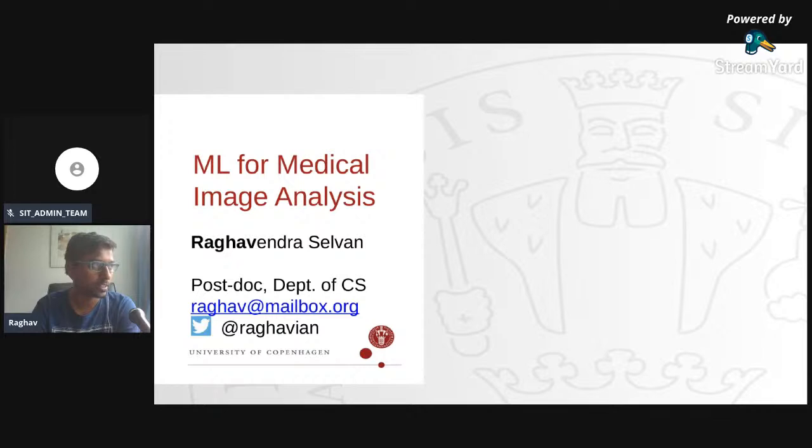So I'm a postdoc at University of Copenhagen, and I do mostly research related to medical image analysis. And my PhD was in medical image analysis related to chest X-rays, CT scans. So I studied volumetric X-rays of chest to study the airways. So my expertise is using automated image analysis methods to perform analysis on chest volumetric data.